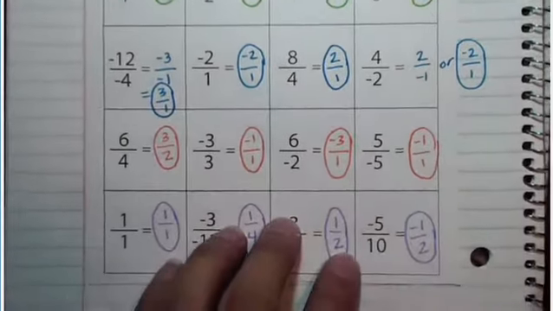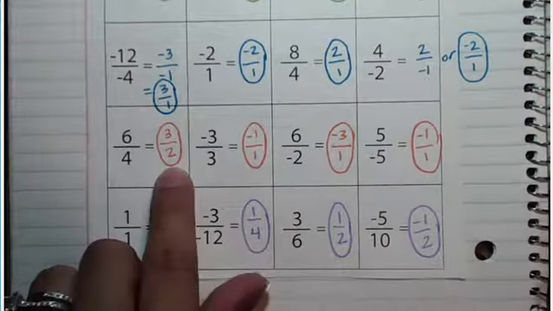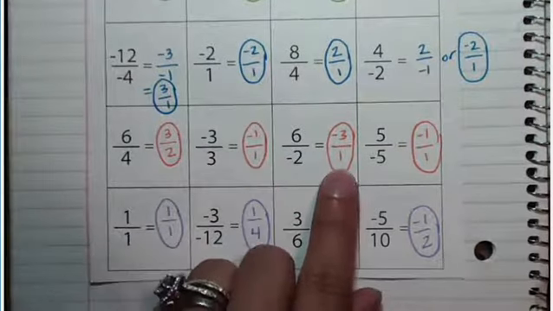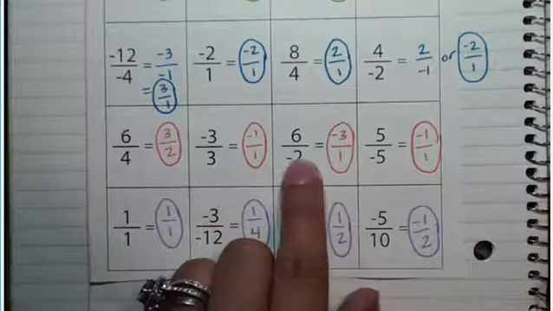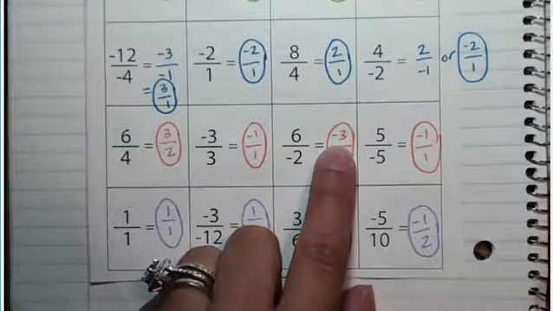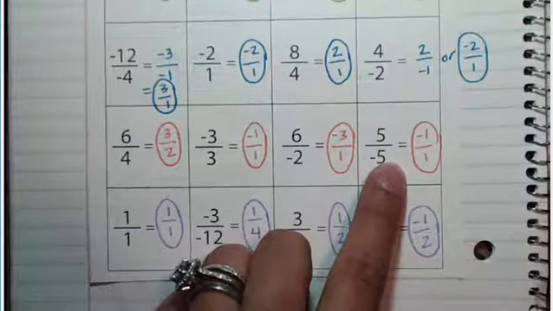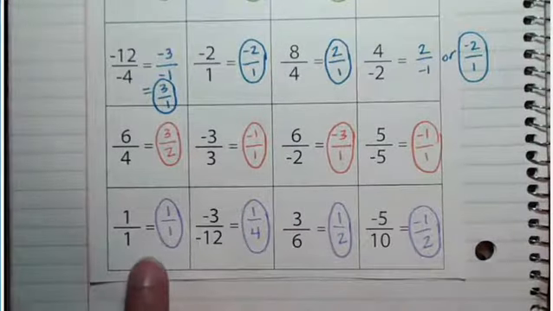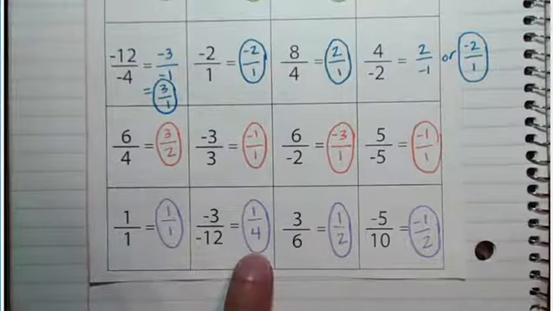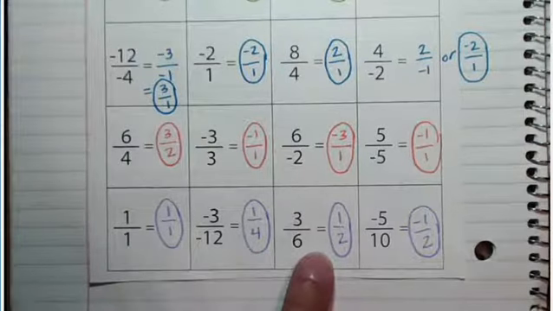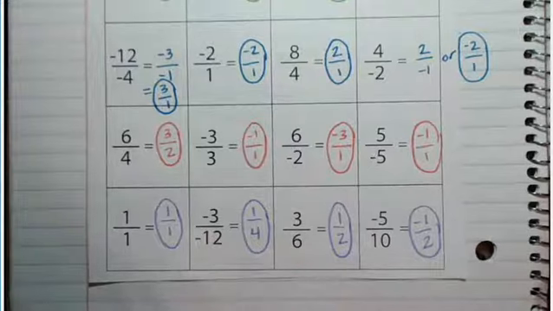Okay, the next two lines are 3/2, negative 1 over 1, negative 3 over 1, because again I want to move that negative to the top when I simplify my ratio, then negative 1 over 1. And the last line is 1 over 1, 1/4, 1/2, and negative 1/2, or negative 1 over 2.